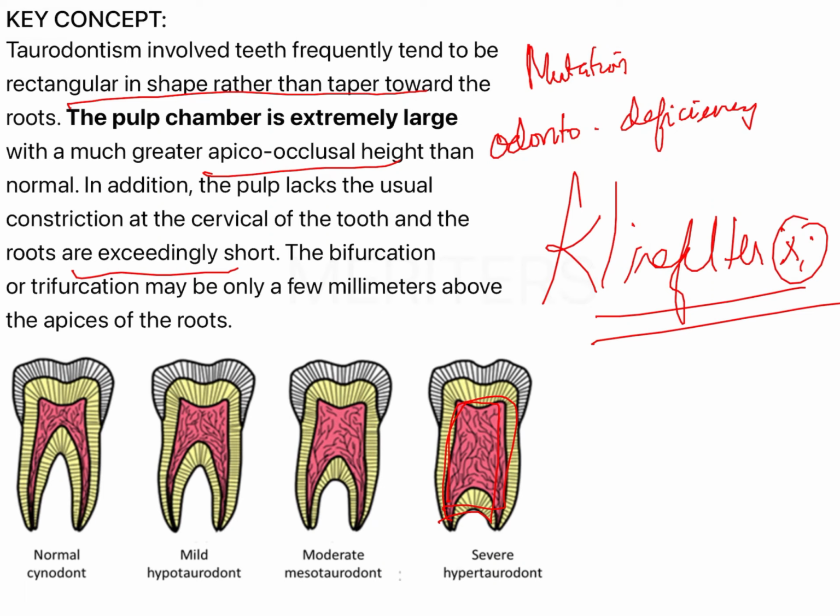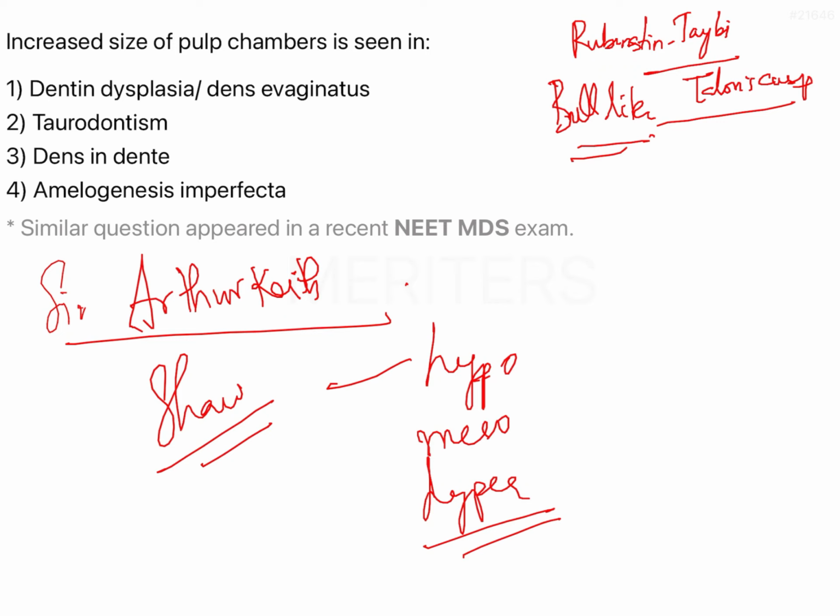And treatment, no special treatment is necessary for this anomaly. So what you have to remember is taurodontism, we always know it was first described by Arthur Keith, but was further subclassified into hypo, meso, hyper, and cyno. And Rubinstein may be associated with talons, whereas this is associated with Klinefelter syndrome.